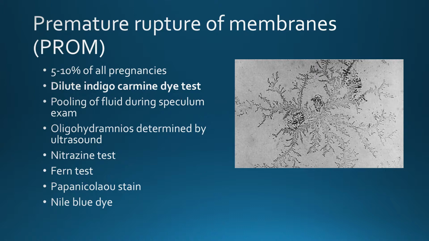So being able to see this riot of colors would help you to determine, hey, wait, there are amniotic cells in the vagina. They're not supposed to be there unless you've had premature rupture of membranes.